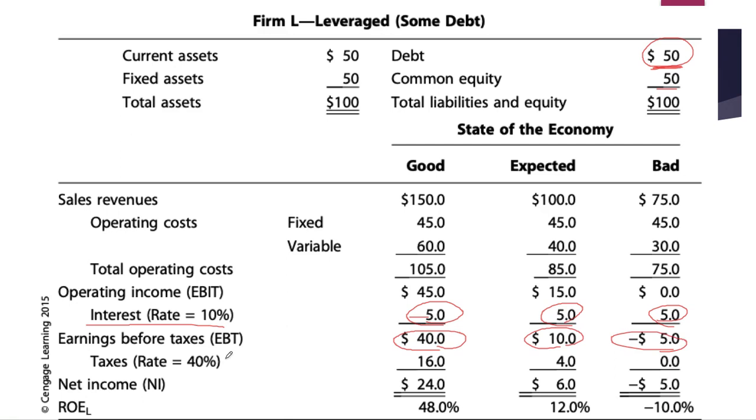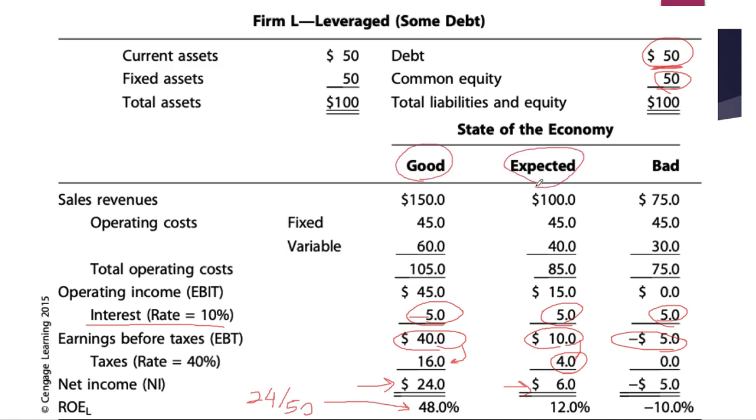And also calculating the tax, 40% of this number. If you multiply 40 by 0.4, you get 16 million as tax. 40% of 10, you get 4 million, and for the negative, the tax will be 0. Then finally you can calculate the net income for this company with some debt and common equity. Now what's the return on equity here? The return on equity is obtained by dividing this $24 million by the common equity of 50. If you divide 24 by 50, that gives us 48% return on equity for the good scenario.